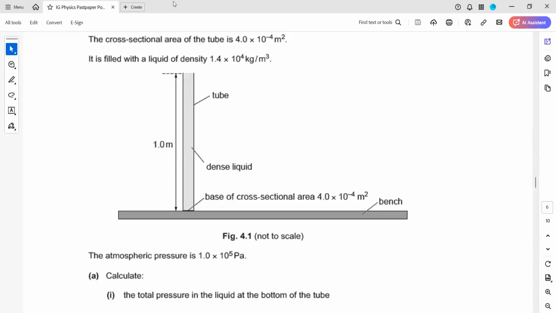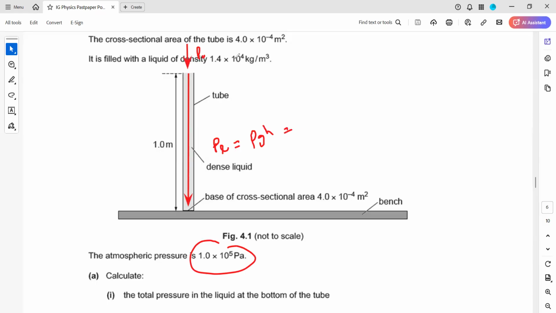So what is the total pressure at the base? One is due to the liquid and one is due to the atmosphere. So the total pressure will be equal to the liquid pressure plus the atmospheric pressure. How to work out the liquid pressure? The pressure due to liquid is density, gravity, and depth.